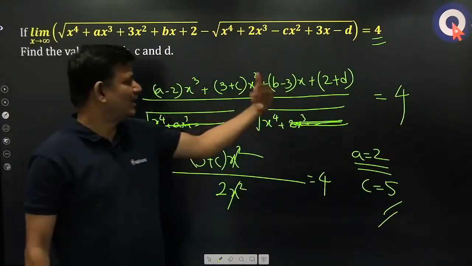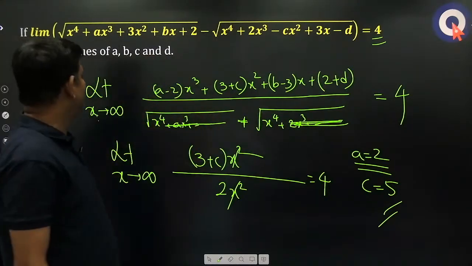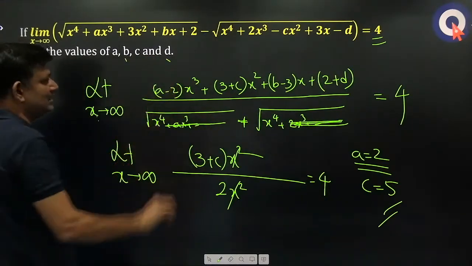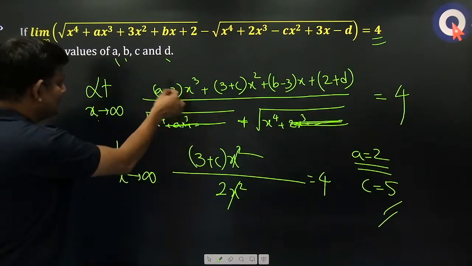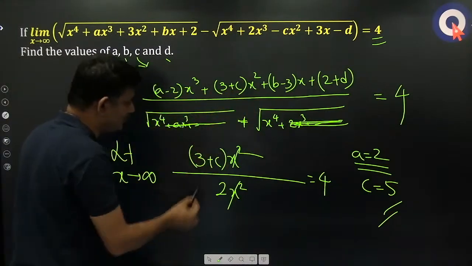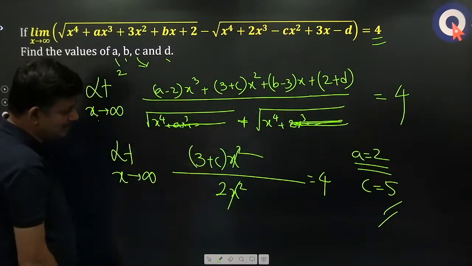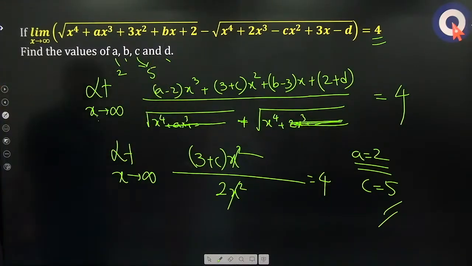B and D, whatever they are, irrespective of that, answer will be 4. So B and D can be any real numbers. A is how much? This term should vanish. A should be 2 and answer is given to be 4. So 3 plus C should be 8 or C should be 5. These are the answers. Very simple question.